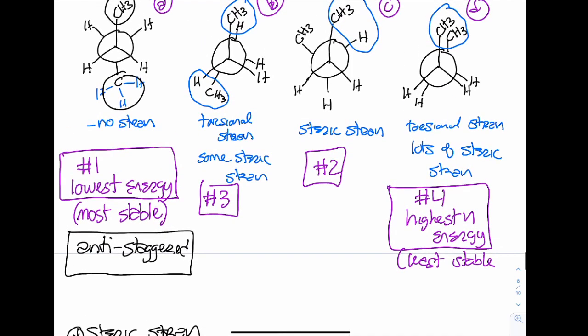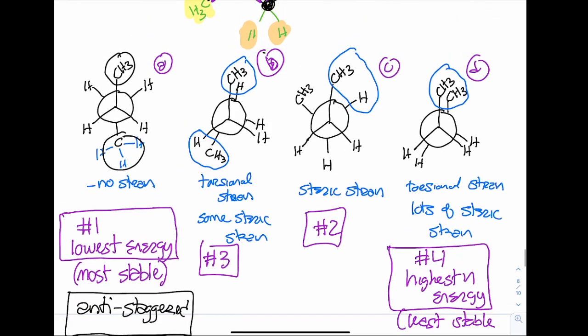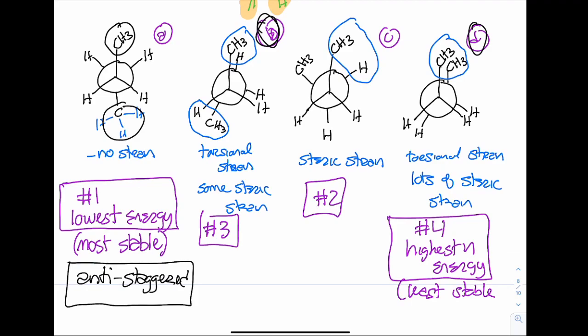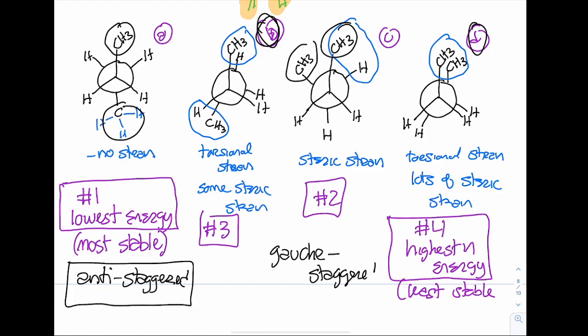I don't have different names for the two eclipsed versions. They're just both eclipsed. One just has more steric strain than the other. So letter B and letter D are both eclipsed. But number 2, when I have these two methyl groups next to each other, this is called gauche staggered. So do know those two terms, anti-staggered and gauche staggered.